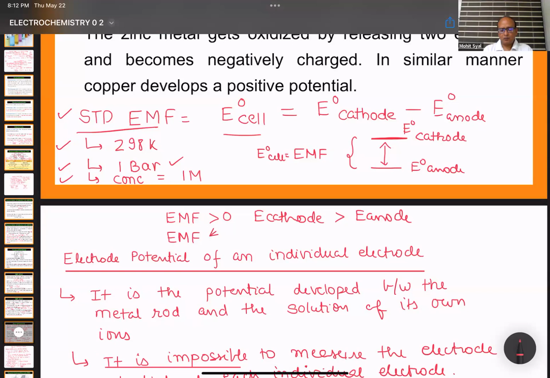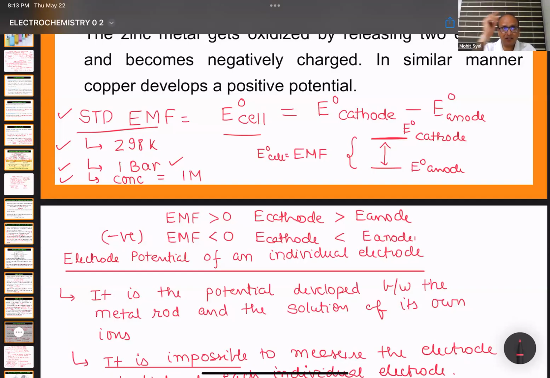What will happen if EMF is less than 0? Can some of you tell me what will happen if EMF is negative? Is the cell going to work? What do you feel? It is just like your, yeah, tell me. It will damage the cells or the battery. Yeah, it will not work. That reaction will not be spontaneous.